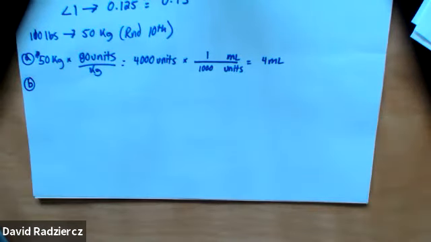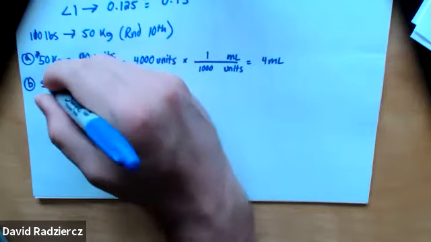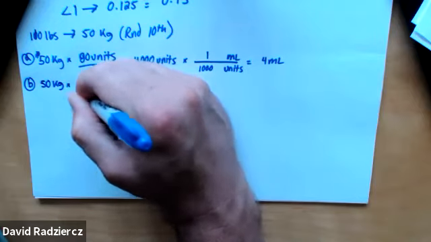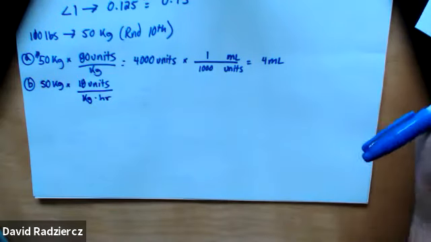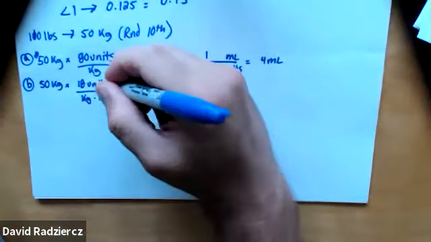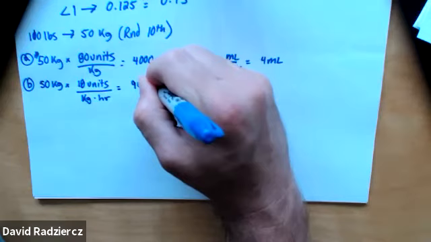Part B says to calculate the infusion rate in milliliters per hour for the IV drip. Again, same patient, same weight, times the infusion rate, which is 18 units per kilogram per hour. Again, I'm getting that from the protocol. Going back to the protocol, it tells us twice, start a drip at 18 units per kilogram per hour. And then step 10, start a drip at 18 units per kilogram per hour. Once we do that, we get 900 units per hour.